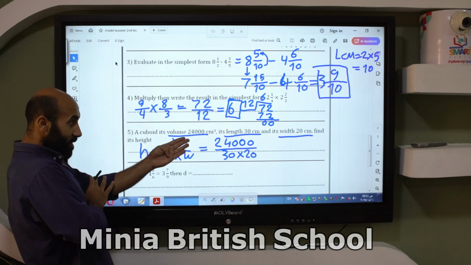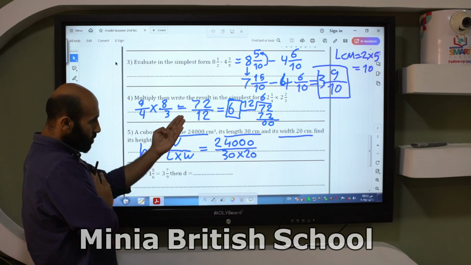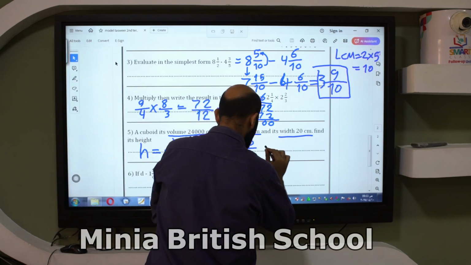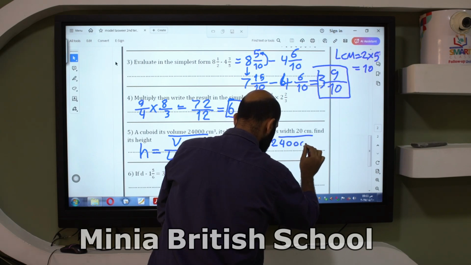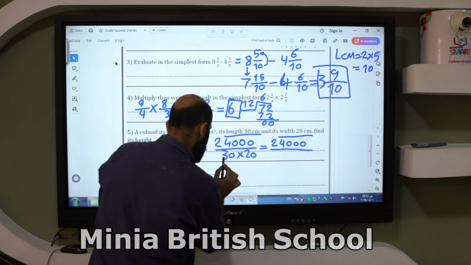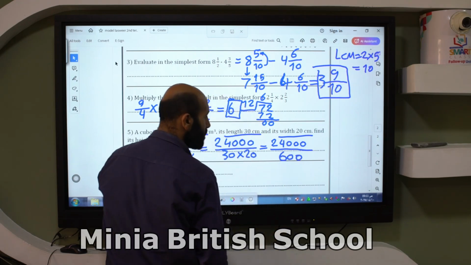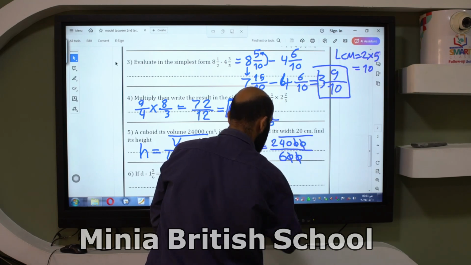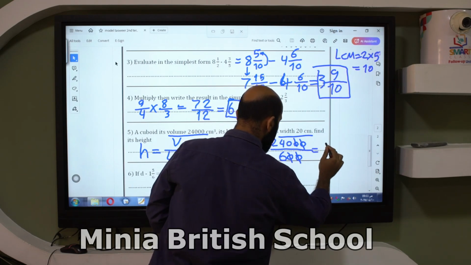In this case, do the multiplication first, then divide. Okay? Do the multiplication first, then divide. So I have 24,000 divided by 30 times 20 equals 600. And it's time to simplify. Cancel 20 with 20. So I have 240 divided by 6, which equals 40.